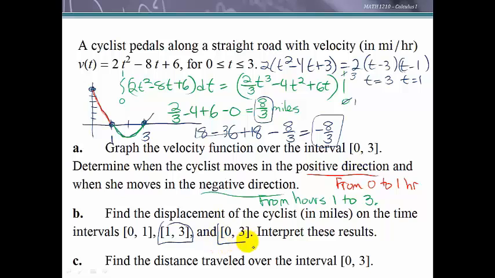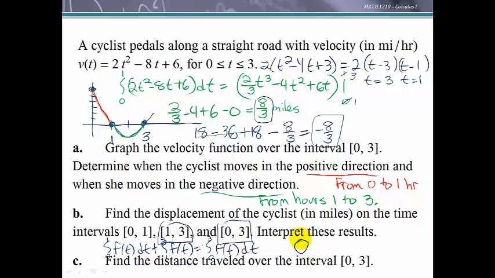Now if we integrated from 0 to 3, we know that integrals add, so the integral from 0 to 1 of this function plus the integral from 1 to 3 of this function would equal the integral from 0 to 3. Because we have a continuous function, we can sum the two. If we sum the two, we get 0 because we had 8/3 and negative 8/3, and so the integral from 0 to 3, or the displacement from 0 to 3, is 0.